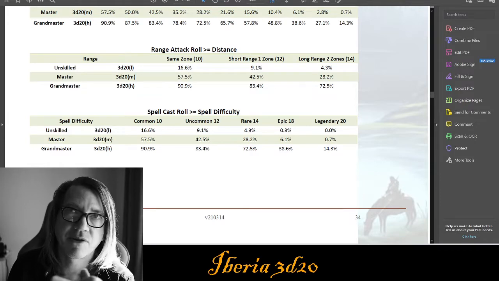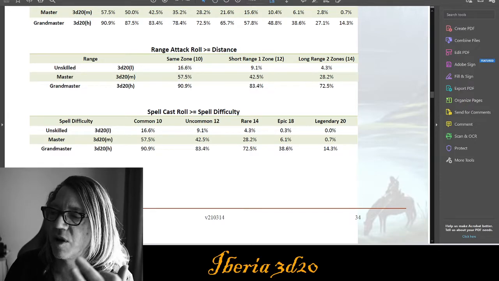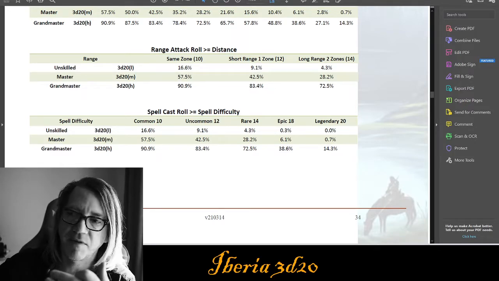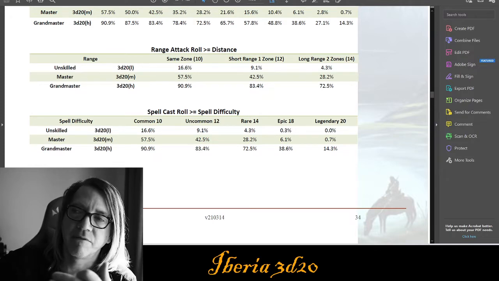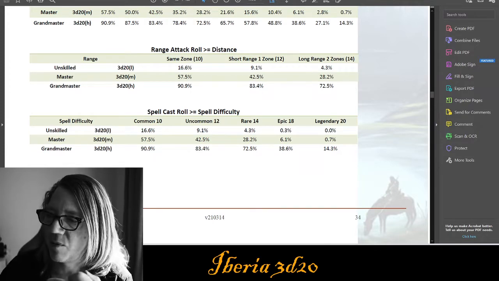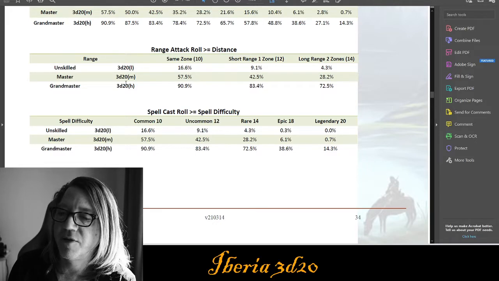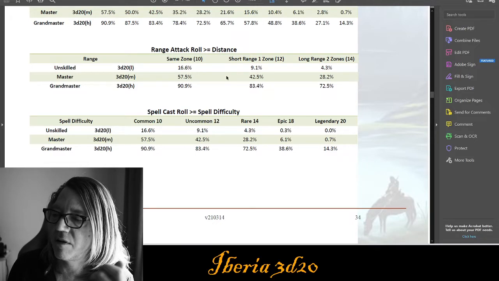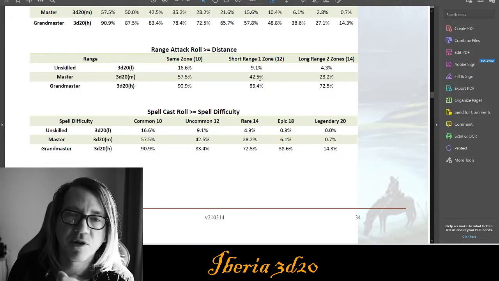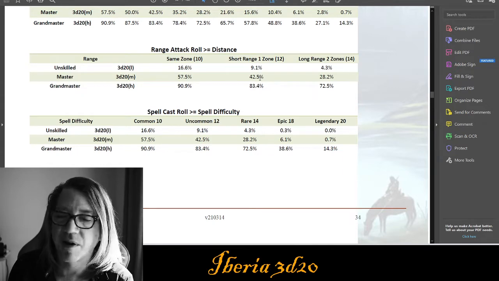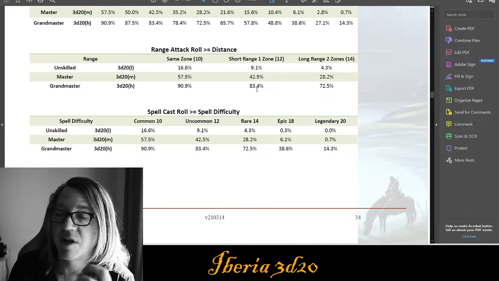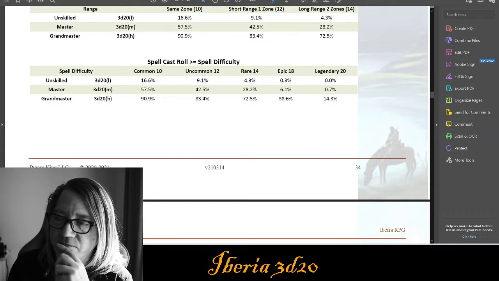It's an abstract range, but short range is about 60 to 100 feet away, and long range is like 100 feet to 120 feet away. Well, if you're a master with a bow, shooting out there, you have about a 42% chance to hit with no modifiers. And if you're a grandmaster in it, you have an 83% chance to hit.